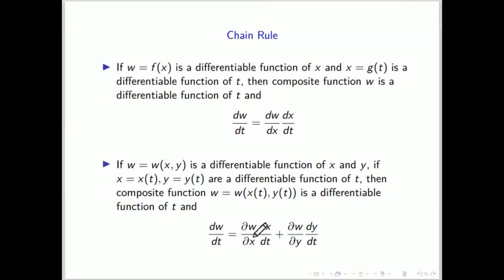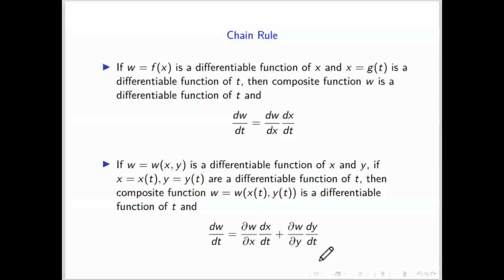Then according to the chain rule, the derivative of this function with respect to t will be del w by del x, because this w is a function of two variables x and y. So that's why this partial derivative came. And then dx by dt. Why dx by dt? Because x is a function of only one variable, that is t. If x is a function of more than one variable, then we will write del x by del t. But here there is only one variable, so dx by dt. This is with respect to x, plus with respect to y it is del w by del y and dy by dt.